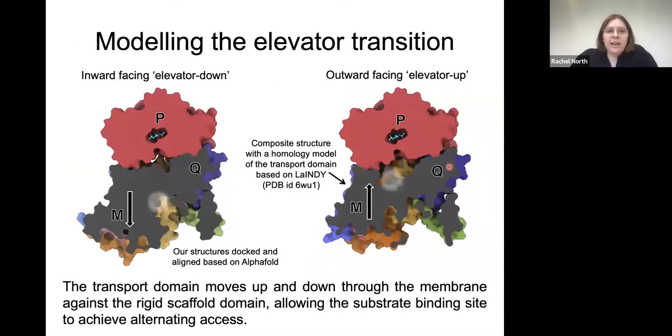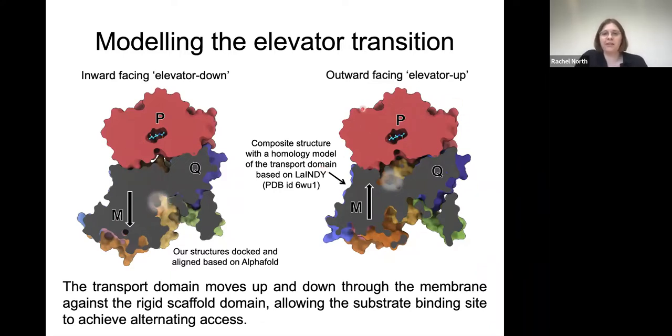Cool, and so here we have a model of the elevator transition, which I'll talk through a little bit. On the left-hand side here, we have the inward-facing elevator down structure. This is our SiP crystal structure and our SiQM cryo-EM structure, which we docked and aligned based on the complex that you get in AlphaFold. As you can see, in the elevator down conformation, we have the substrate binding site at the bottom of the transporter, or at the bottom of the elevator, just here.